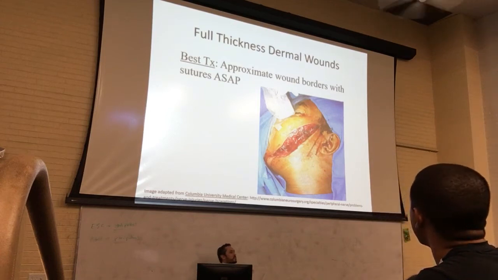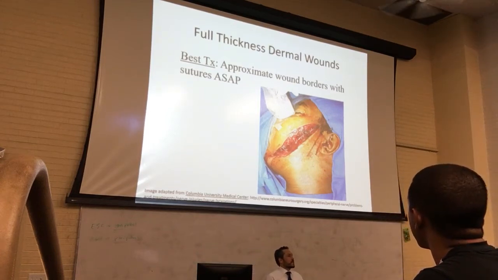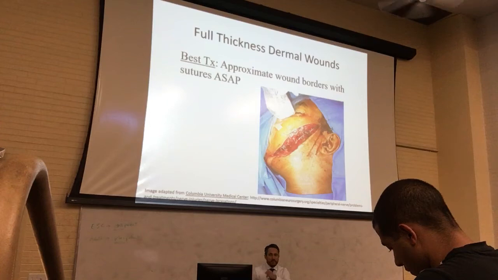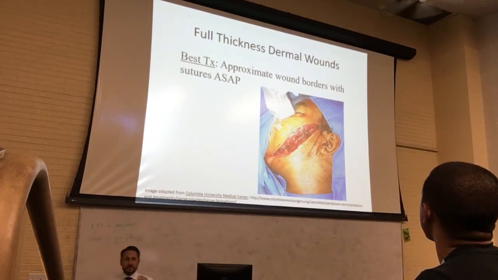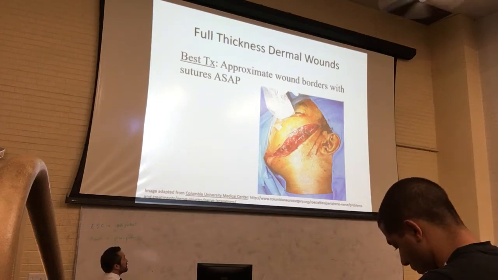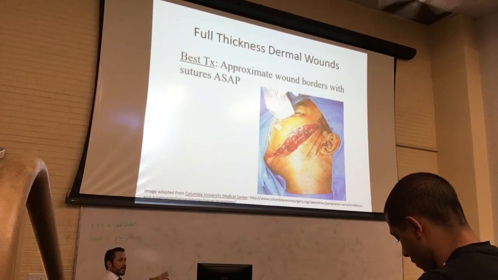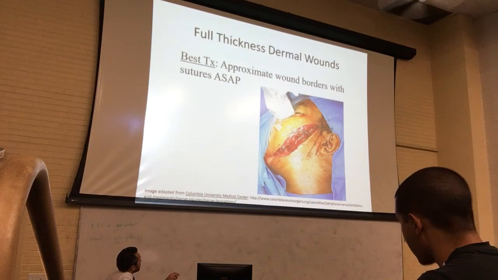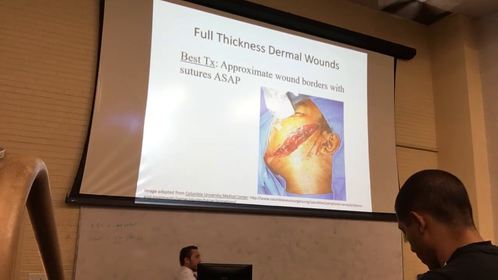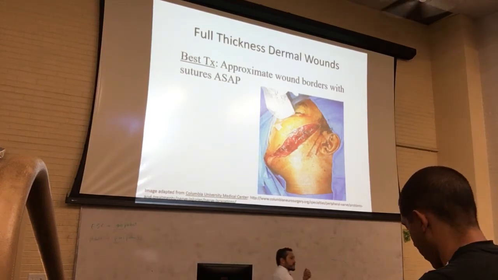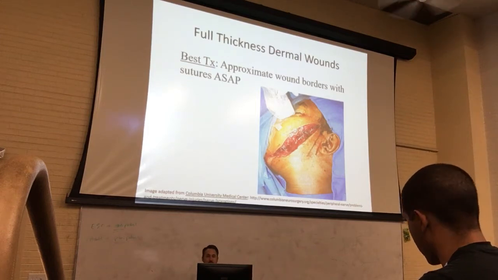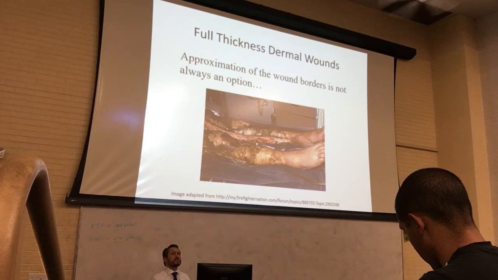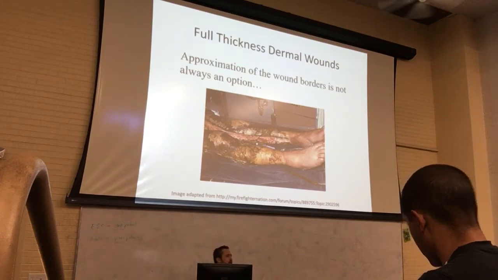we try to approximate wounds as best we can in the clinic, okay? So this will probably close just fine. As soon as possible, ASAP, we're going to try to approximate these wound margins, okay, bring it together. We may pack that bed as we bring it together with a matrix or a replacement tissue to try to minimize wound healing, but there's also a situation where you can't approximate it. There's just no way you can approximate this.